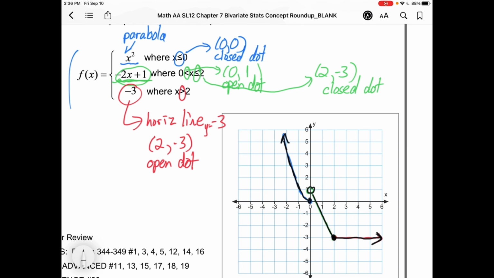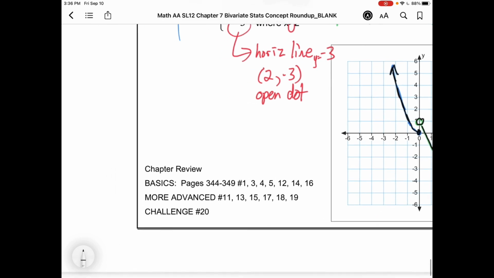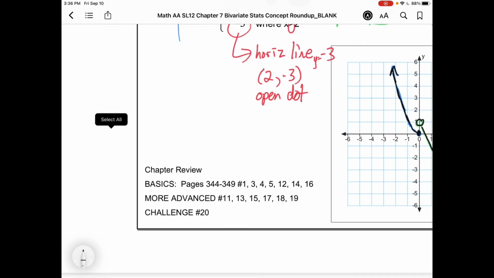Overtime pay is a good example. Tax brackets are a good example. That brings us to the end of Chapter 7, or Bivariate Statistics, with little piecewise functions to throw in.